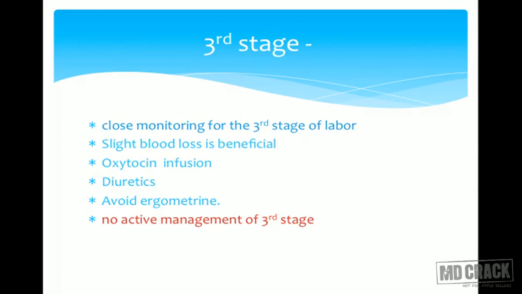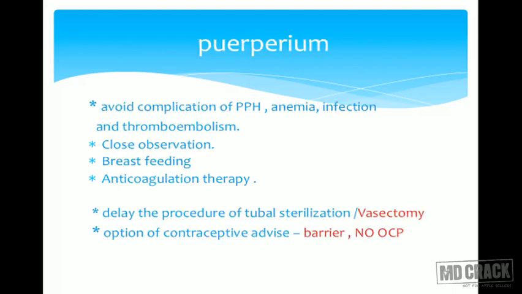Slight blood loss which occurs normally is beneficial for a cardiac disease patient. Oxytocin can be given as the oxytocic drug. Diuretics if required. Avoid ergometrine totally. And no active management again. In the puerperium, we have to be extra careful. We should avoid PPH, anemia, infection and thromboembolism. Close observation is a must. Breastfeeding is not contraindicated.